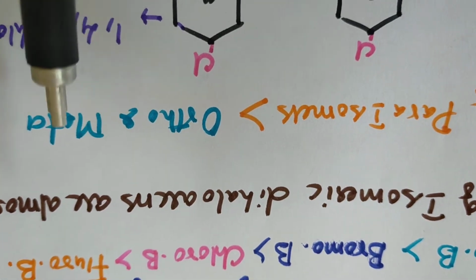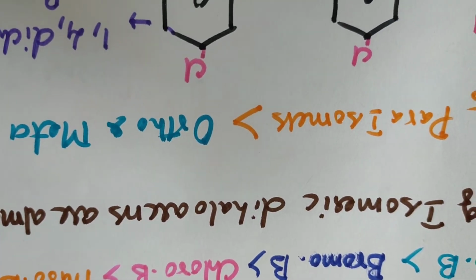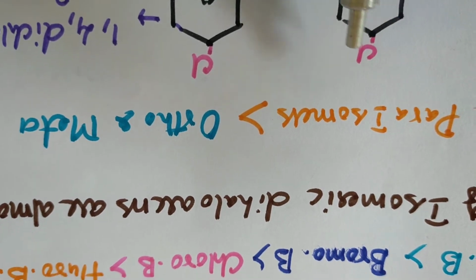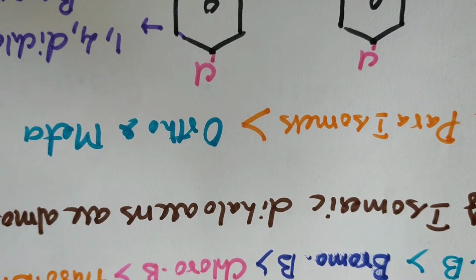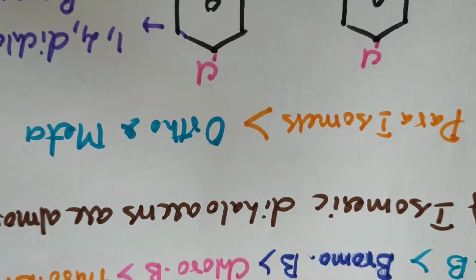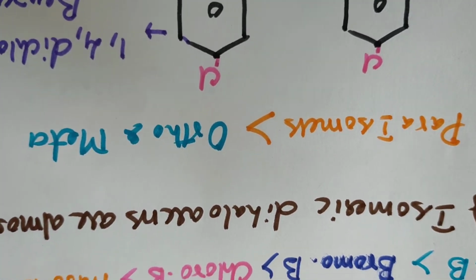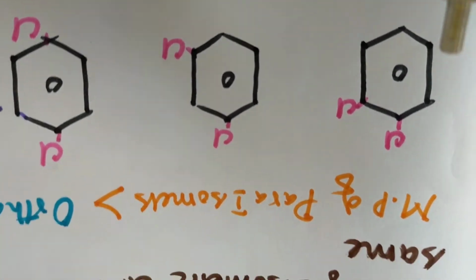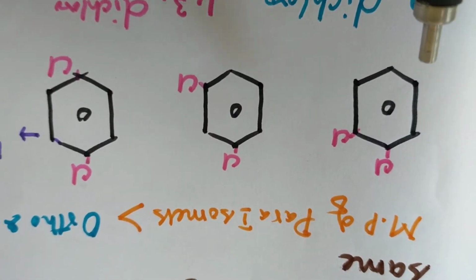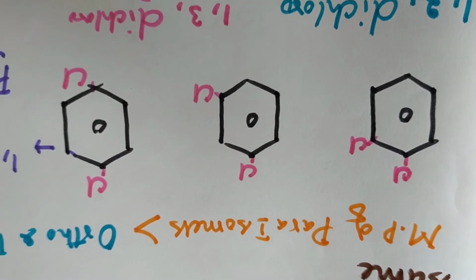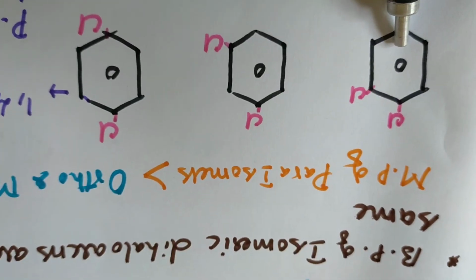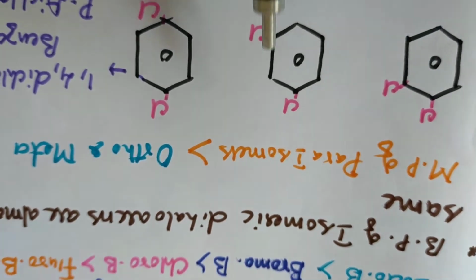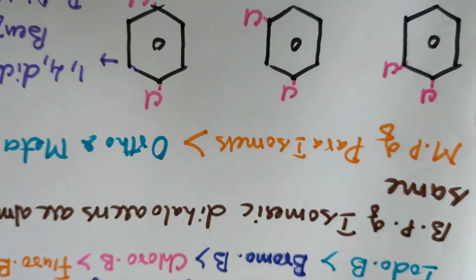How do you go for ortho? Ortho comes under positions 1, 2. Then you go for meta, where the position is 3. And this is para. Here you can observe that there are 2 chlorine atoms, and this compound is called 1,2-dichlorobenzene. The melting point and boiling point of 1,2-dichlorobenzene is lower than that of para. This is about the ortho.